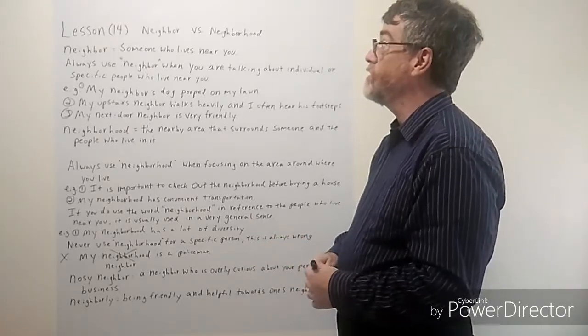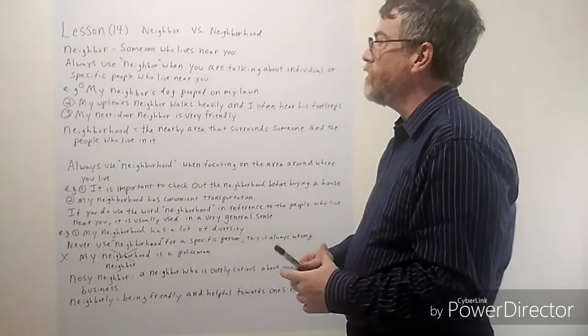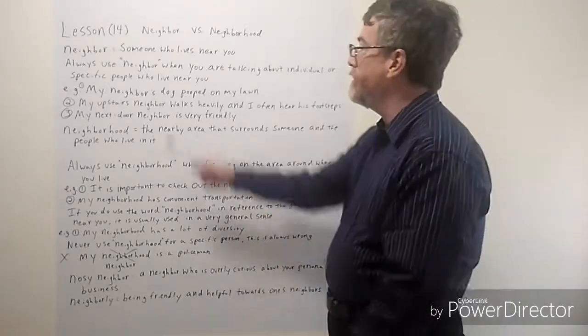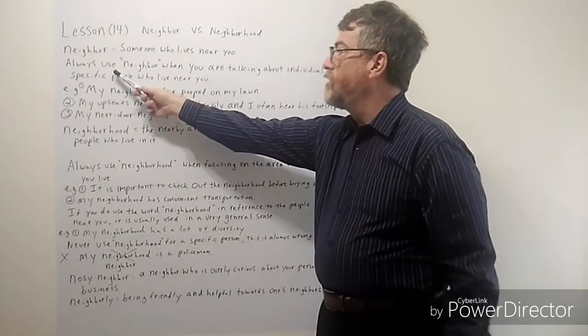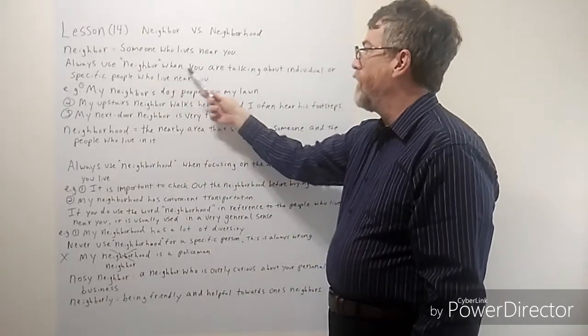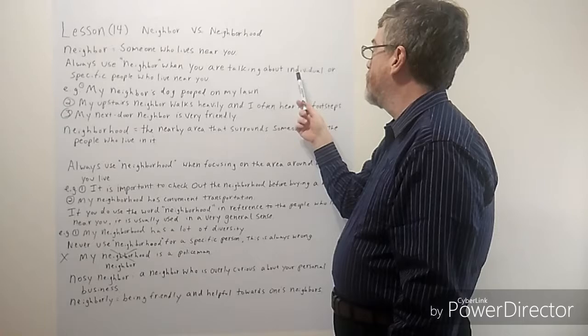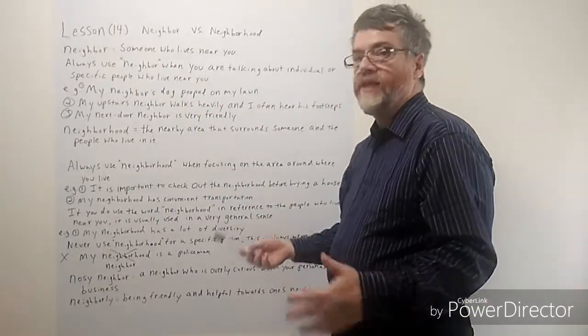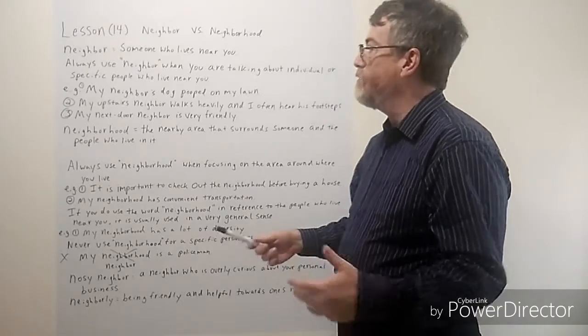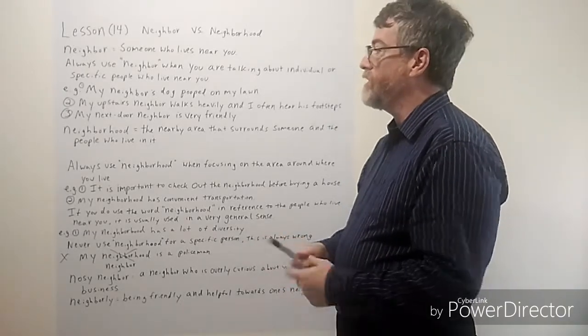Let's clarify everything first. When you're talking about your neighbor, of course, very simply, that just means someone who lives near you. Always use neighbor when you are talking about individual or specific people who live near you. Then you should be using neighbor. I gave you some examples.